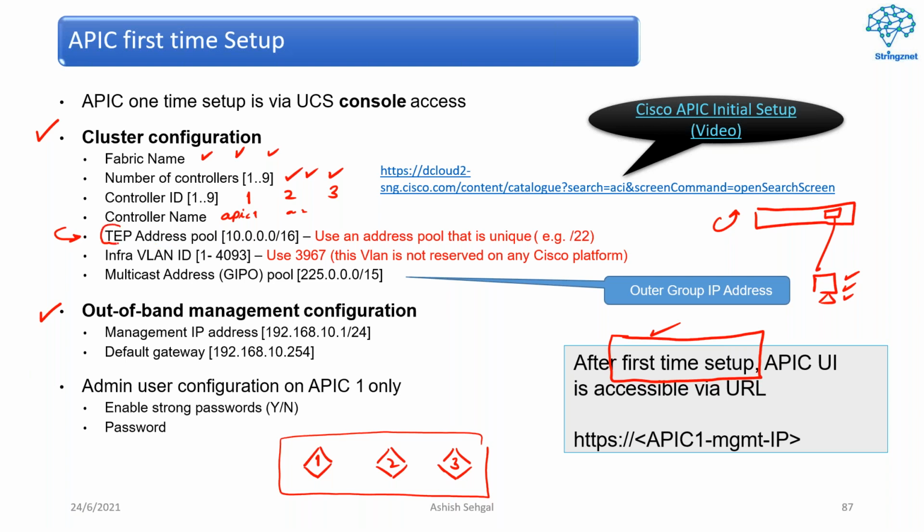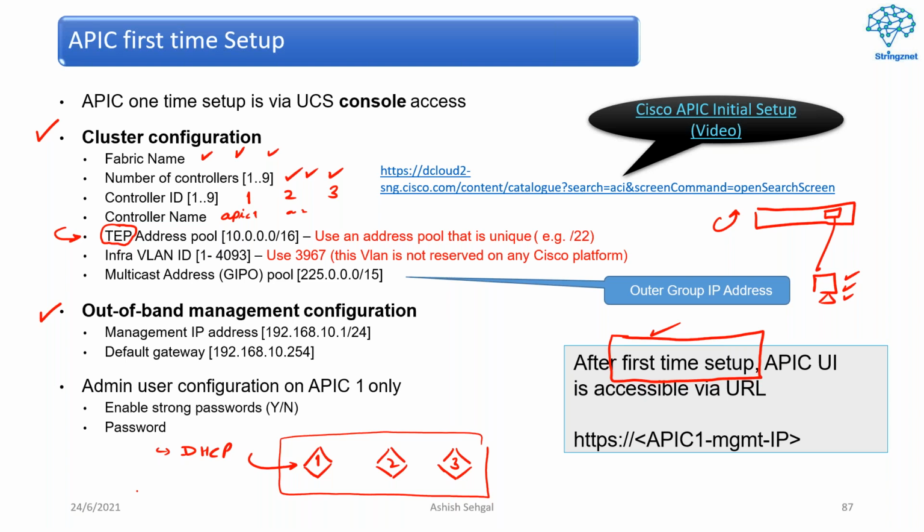TEP, tunnel endpoint. Who are the tunnel endpoints? Our leaf and spine switches are tunnel endpoints. Guys, let me tell you one thing. These controllers, right, they are not just the management servers. They are also the servers which play a very significant role of DHCP. They are also DHCP servers.